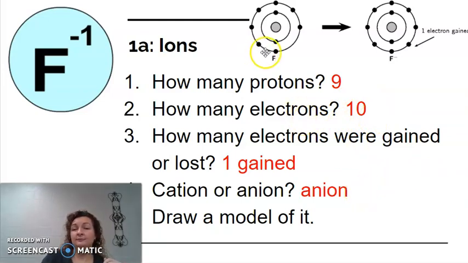So here's your model. You started off with 9 electrons total. So 2 and then 1, 2, 3, 4, 5, 6, 7. We really want 8. We really want that full octet. So what does it do? It goes and it gains 1 electron right here to have a full completed octet.